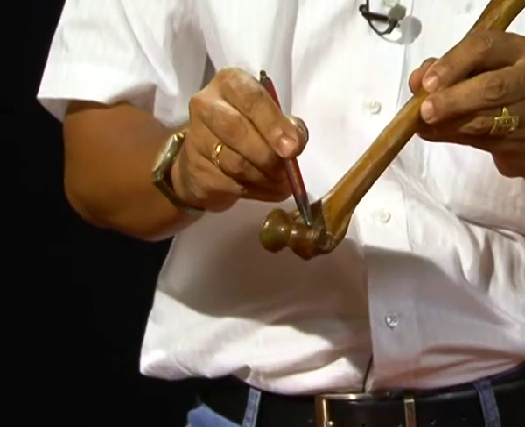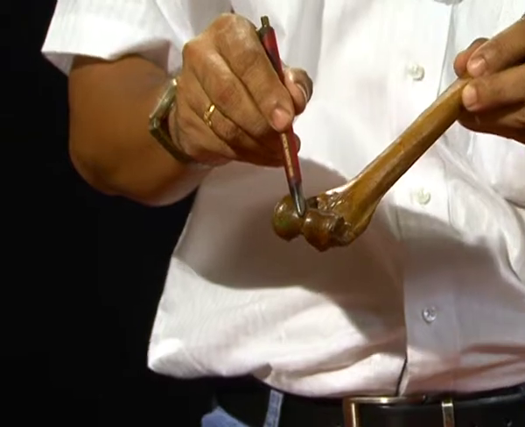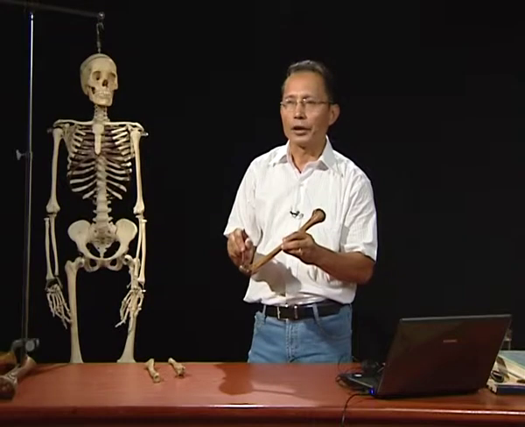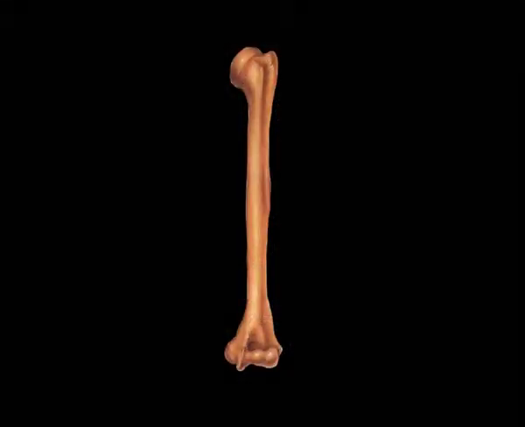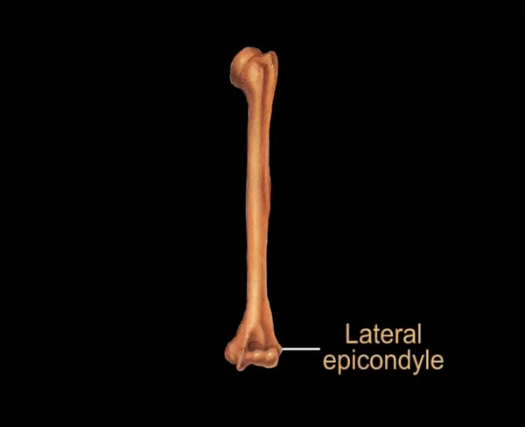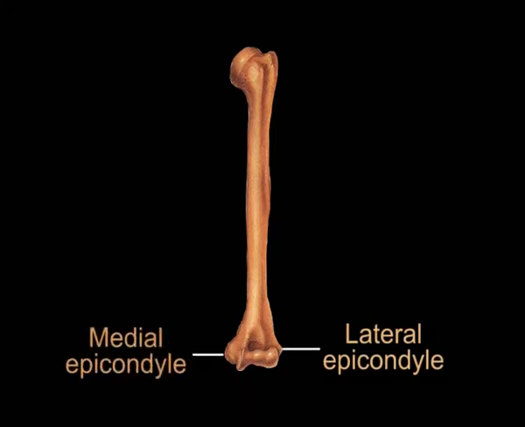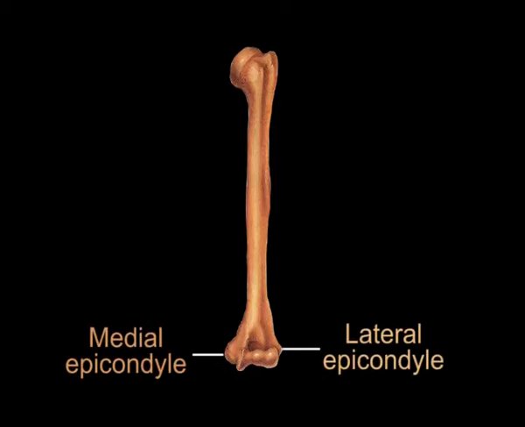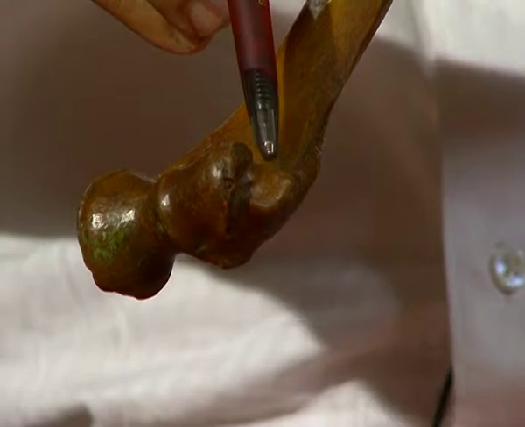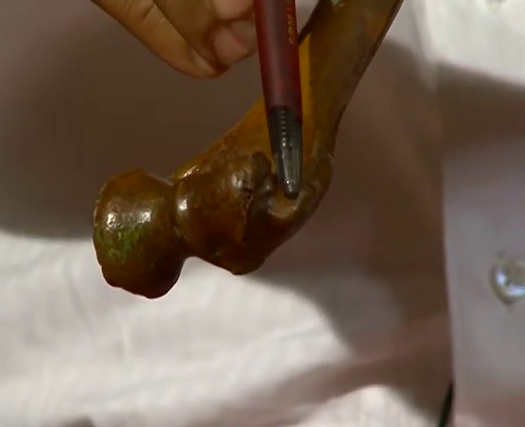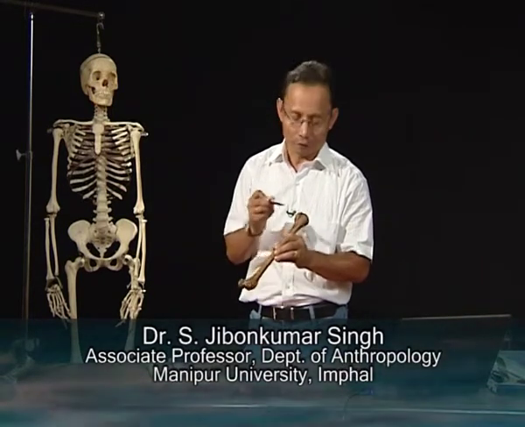So these two, capitulum and trochlea, are the articular part of lower end of humerus, whereas this lateral epicondyle and medial epicondyle, medial means towards the body, lateral means away or to the side of the body, these are two non-articular parts of the lower end of humerus.